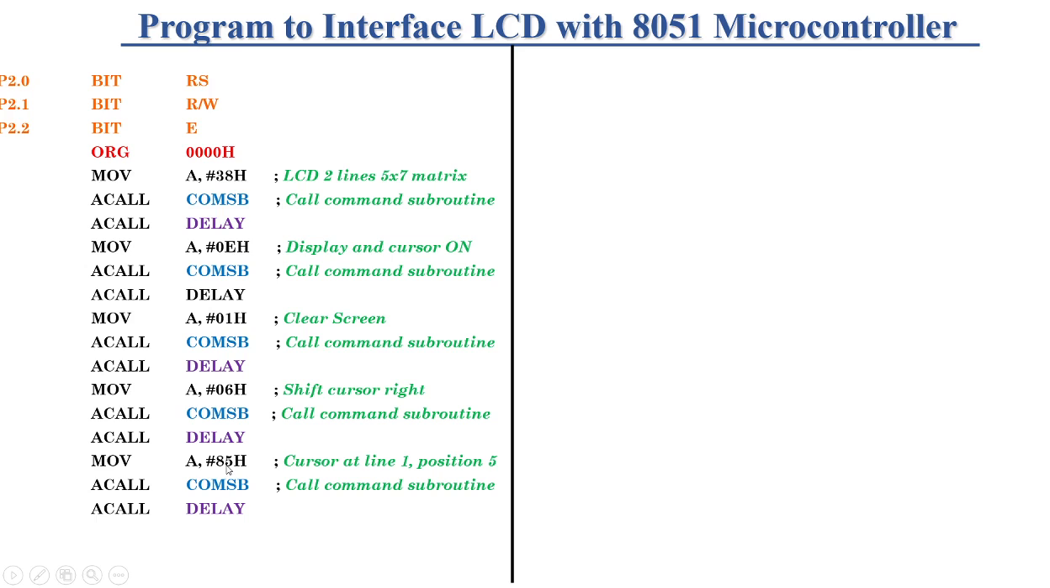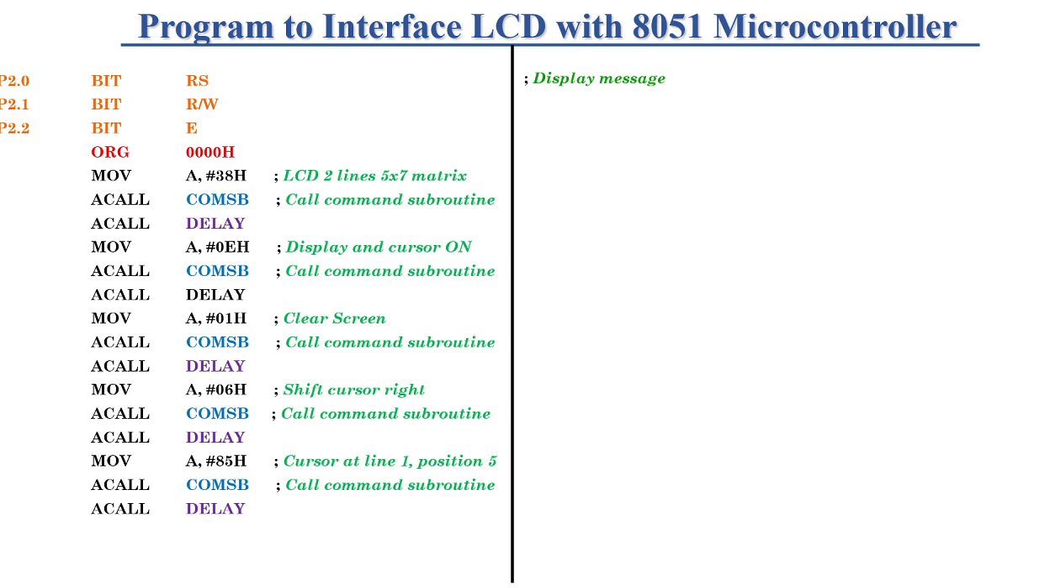Our first line's starting address, the first character's address, is 80H, and we have written 85H. That means we have chosen the 5th position of the first line. So the first character will display on the 5th position of the first line. And again, to write this command, we have called the command subroutine and given some time.